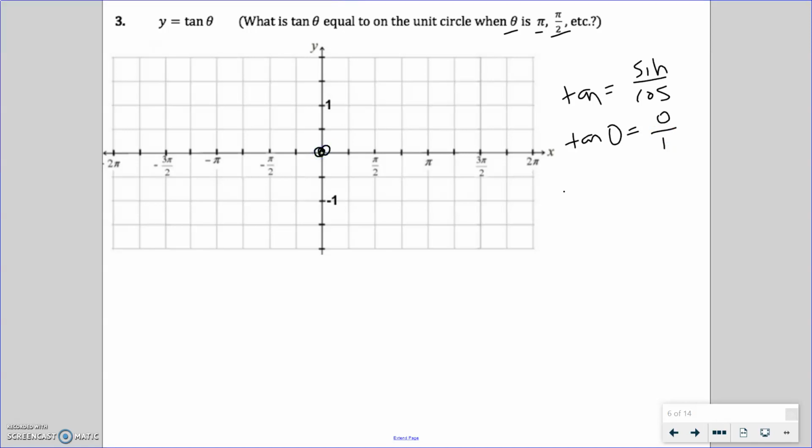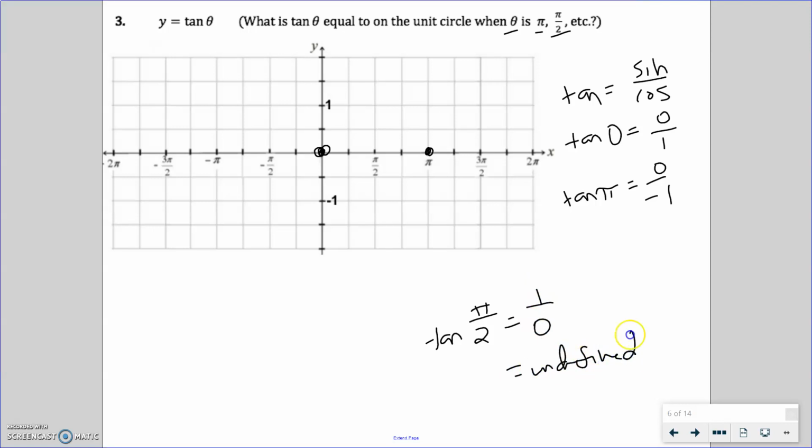But then, if I go to find tangent of pi, it is going to be sine over cosine. So tangent of pi is equal to 0, right? And so notice how that pattern is kind of occurring. And then it's like, okay, but what if I wanted to find tangent of pi over 2, for example? Well, tangent of pi over 2 is sine over cosine. Well, 1 divided by 0 is undefined.